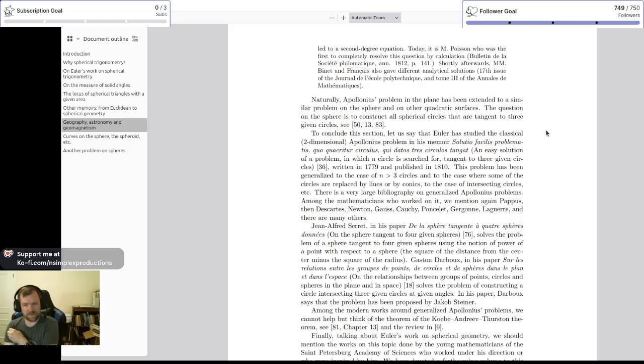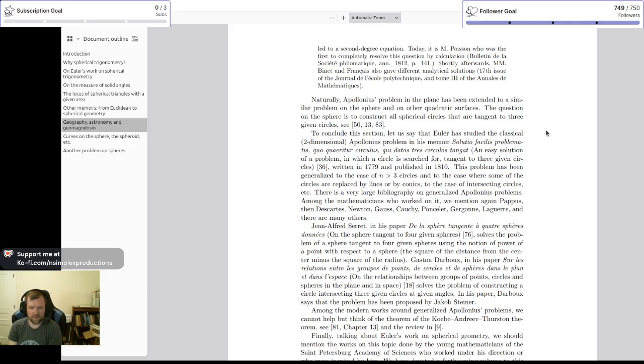Jean-Alfred Serret, in his paper De la sphère tangente à 4 sphères données, on the sphere tangent to 4 given spheres, solves the problem of the sphere tangent to 4 given spheres using the notion of power of a point with respect to a sphere. The square of the distance from the center minus the square of the radius.